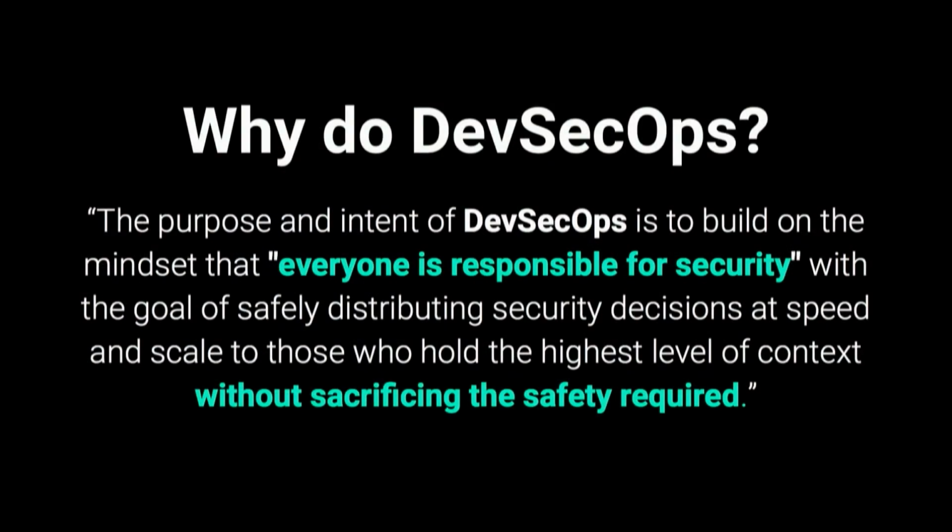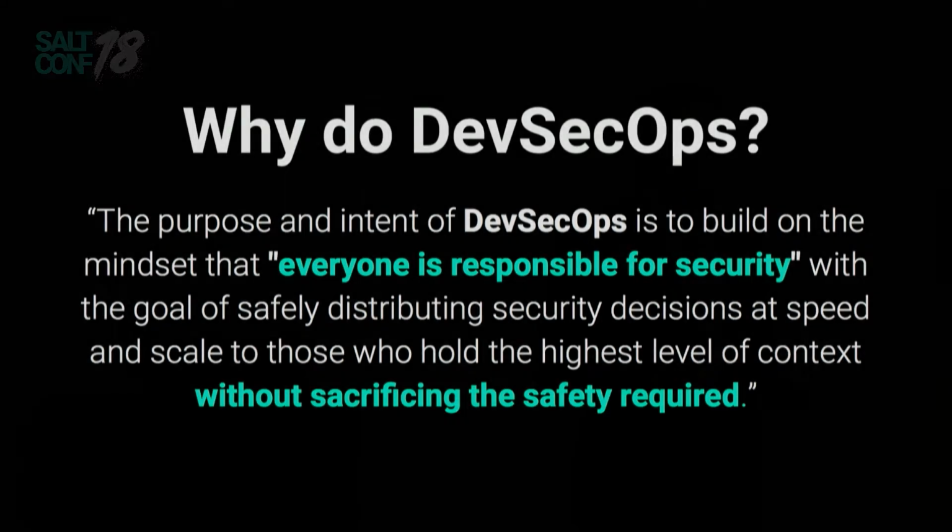So let's start off. So why do DevSecOps, right? The purpose and intent of DevSecOps is to build the mindset that everyone is responsible for security. It's not just the dev team or the security team or the operations team. It's everyone's responsibility at this point. And so how do we get to a point where we deploy applications into production without compromising on security, without compromising on the dev side of things, and also the operations side of things, right?